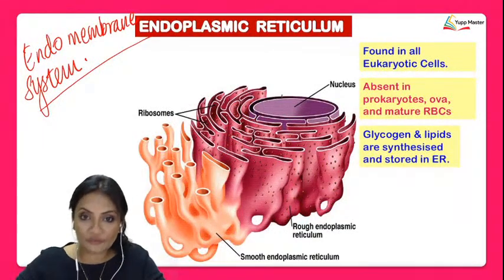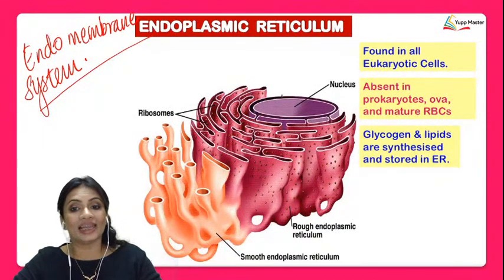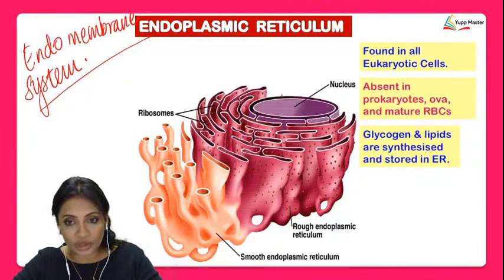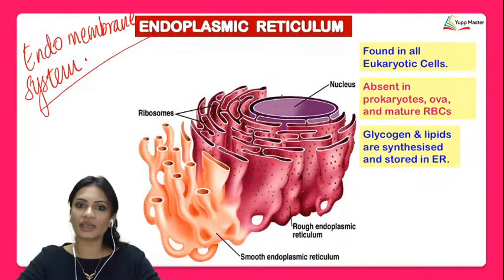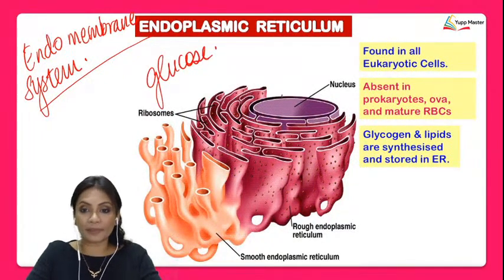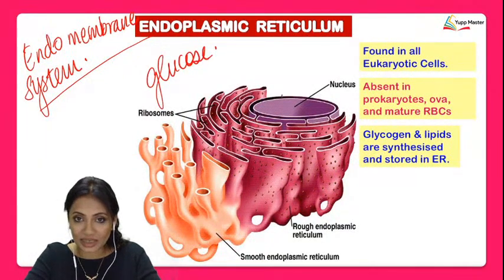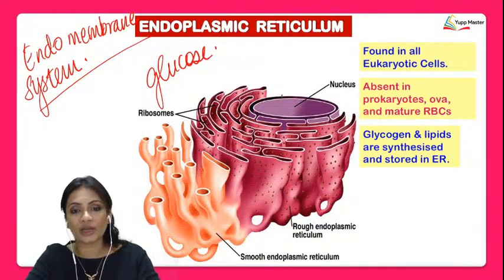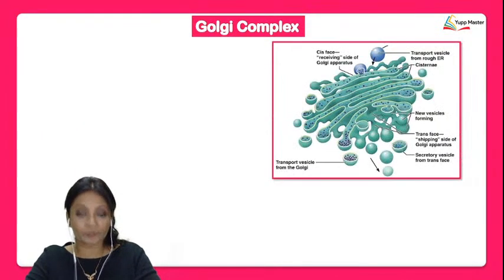Now, what is the function of the endoplasmic reticulum? It is the site where glycogen and lipids are synthesized, glycogen being a complex form of glucose, okay. They are also stored at the level of the endoplasmic reticulum.